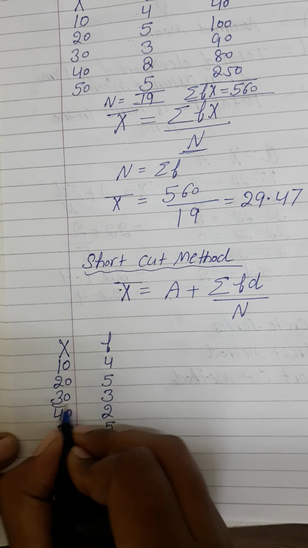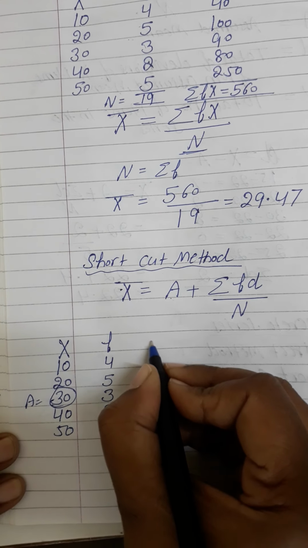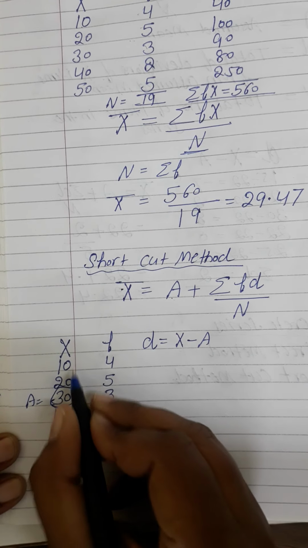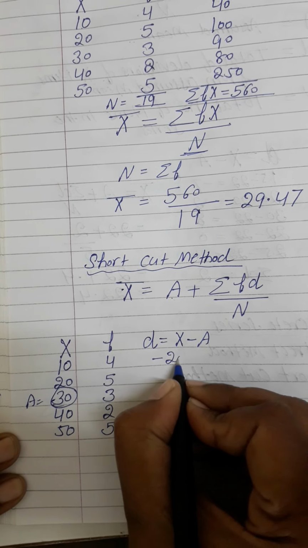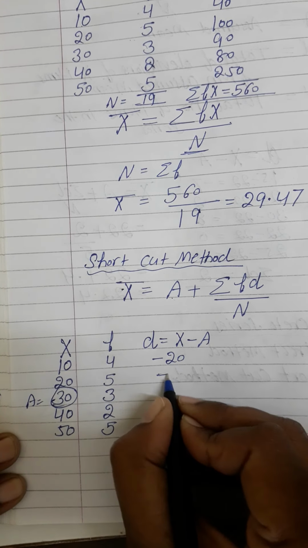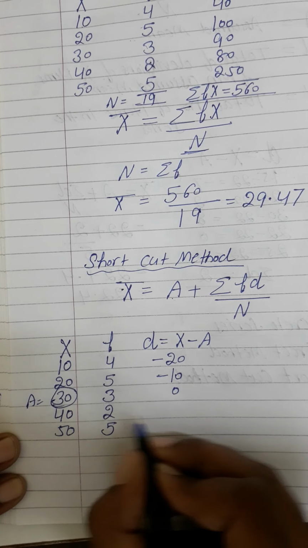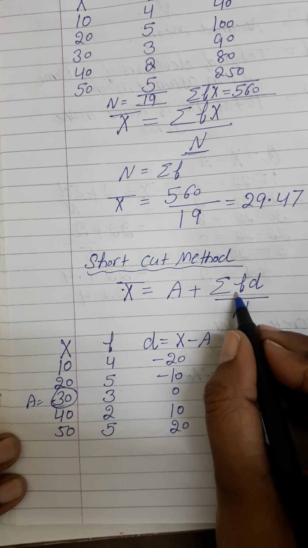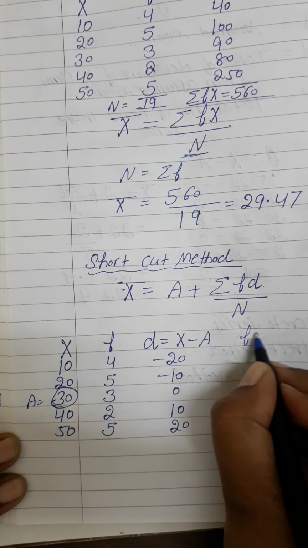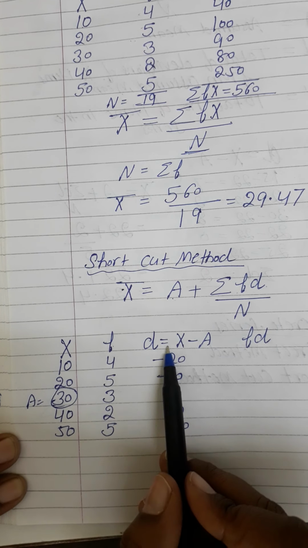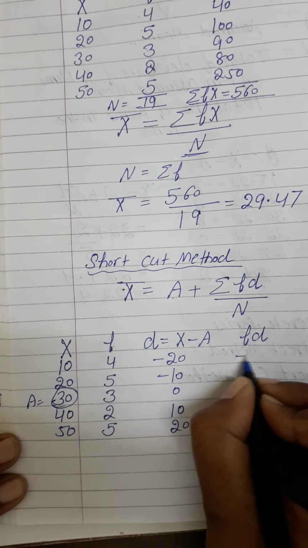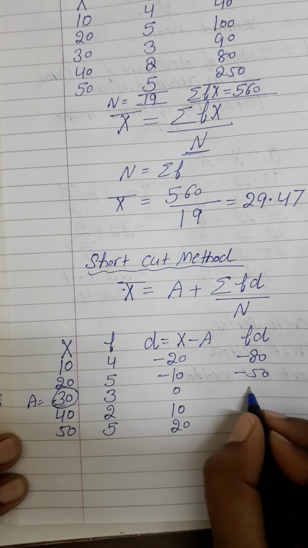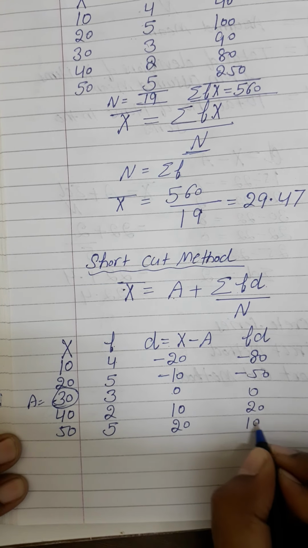First of all, we have to take the assumed mean. Suppose 30 is taken to be the assumed mean. First of all, we will calculate d, deviation: x value minus assumed mean. 10 minus 30 is minus 20, 20 minus 30 is minus 10, 0, 40 minus 30 is 10, 50 minus 30 is 20, and we have to calculate fd. Multiplication of frequency and deviation. 4 into minus 20 is minus 80, 5 into minus 10 is minus 50, 0, 20, and 100.